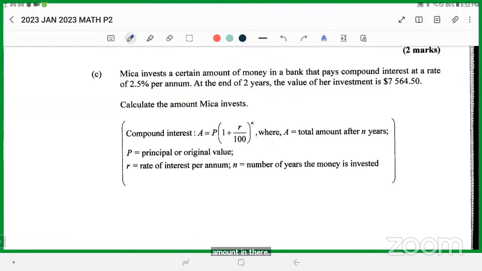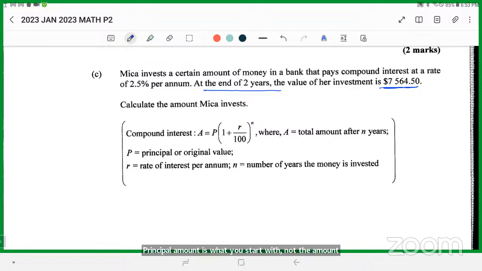Sir, so this is your A, yes? And so the principal is supposed to be 7,564.50? No. This is the amount in the account, the value of our investment after 2 years. This is what is in there now. The principal is always what you start with, my boss. The principal amount is what you start with, not the amount that you have in there after 2 years. All right, so that's the first thing.